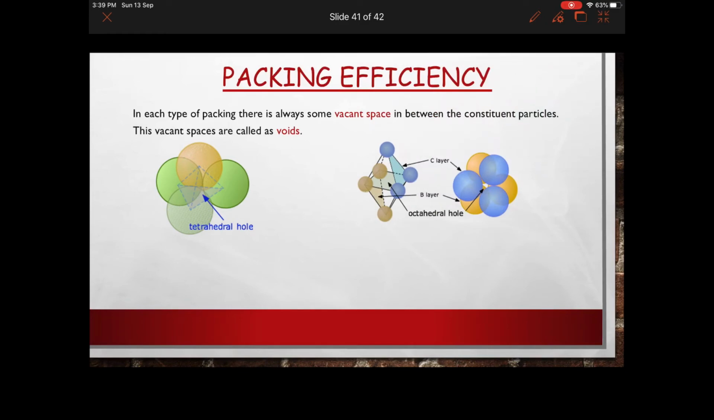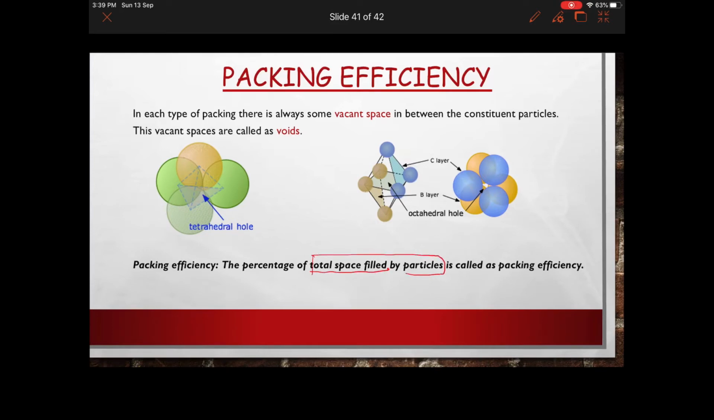We have understood there are certain vacant spaces. Those vacant spaces are not contributing to the packing. So what is packing efficiency? It is nothing but the percentage of total space filled by the particles. The percentage of total space filled by the particles in a particular type of packing or in a particular type of unit cell is known as packing efficiency.